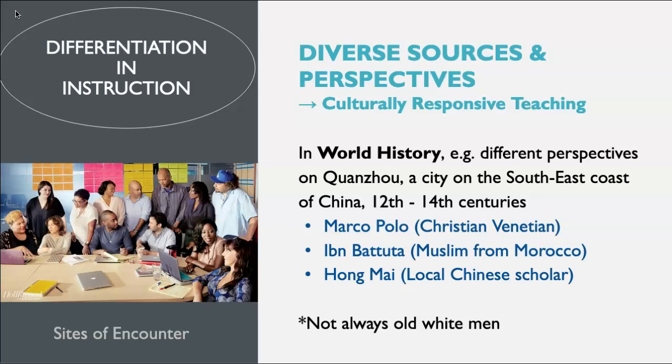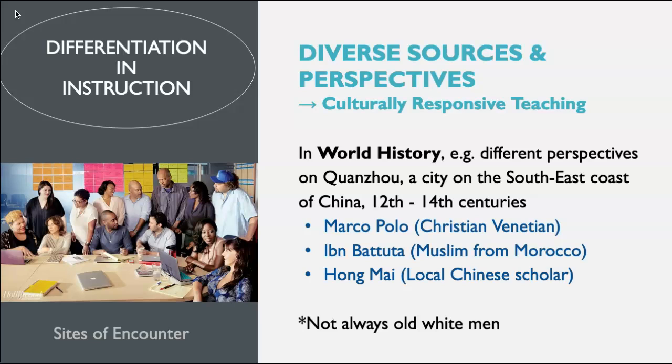Other diverse sources and perspectives are really powerful. So for example, in world history, maybe we have students look at different perspectives of the city of Quanzhou in southeast China from the 1100s through the 1300s. And we look at Marco Polo, who was a Christian Venetian, or Ibn Battuta, a Muslim from Morocco. His travels are so much more elaborate than Marco Polo's, and yet we never hear about him. I wonder why that is. And Hong Mai, who is a local Chinese scholar who writes very differently about the city of Quanzhou compared to Marco Polo and Ibn Battuta.